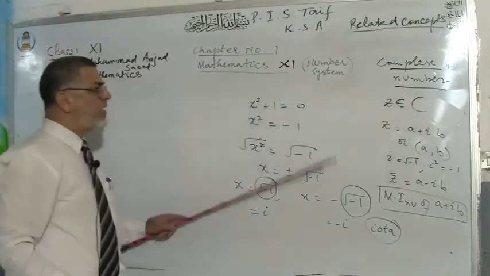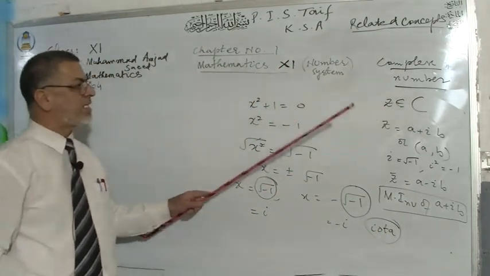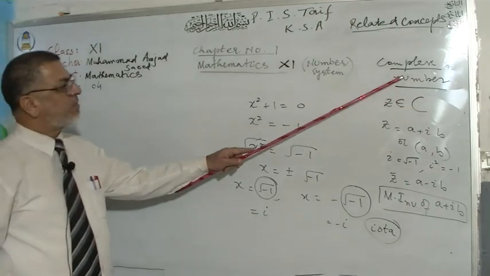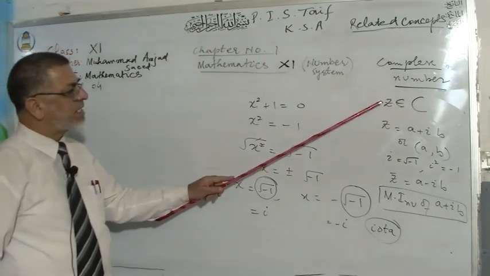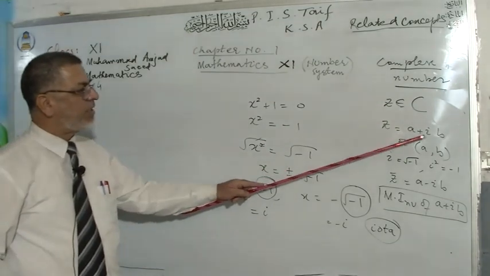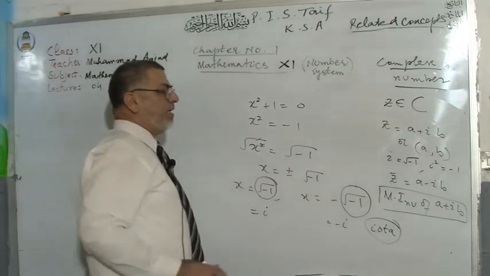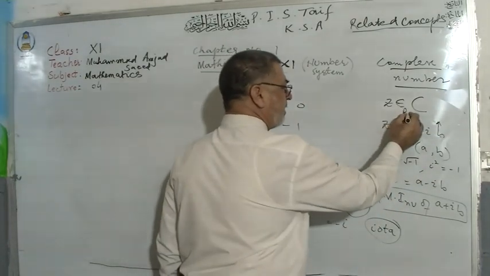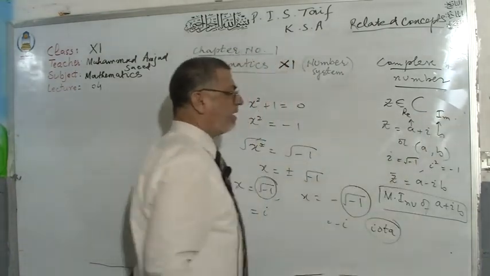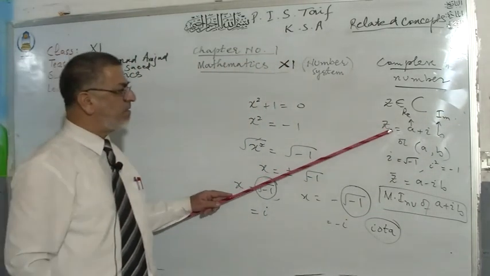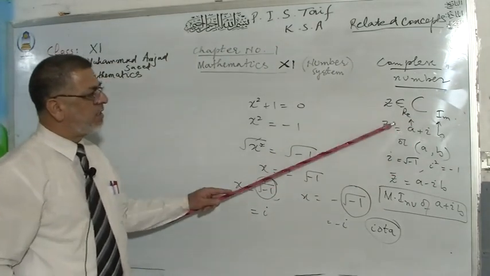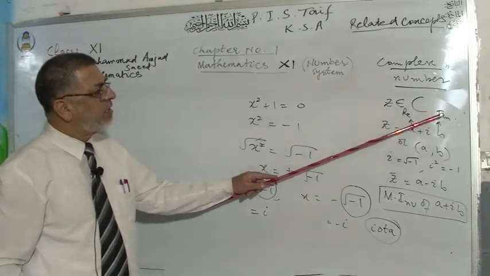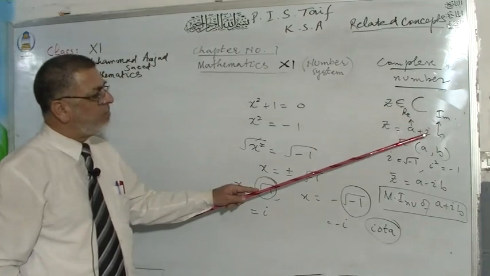This is iota. You have seen in 2.5 and 2.6 exercise in 9th class, but I am revising that one. Here is set of complex numbers C, biggest of all sets, and their members are denoted by Z, that is equal to A plus iota B. A plus iota B means it has two components, two parts. First is the real part, another is imaginary part. Set of complex number consists of two parts. One is real part and other is imaginary part. Remember that imaginary part involves iota.